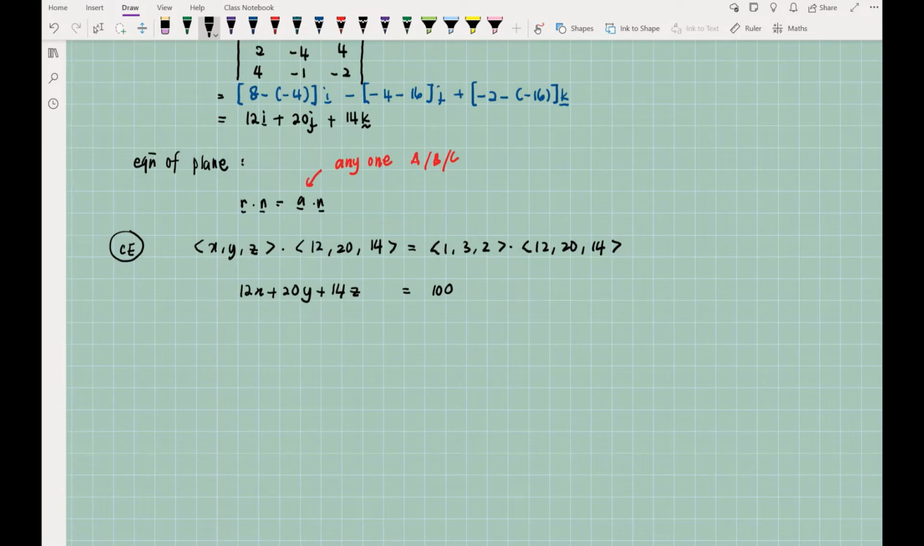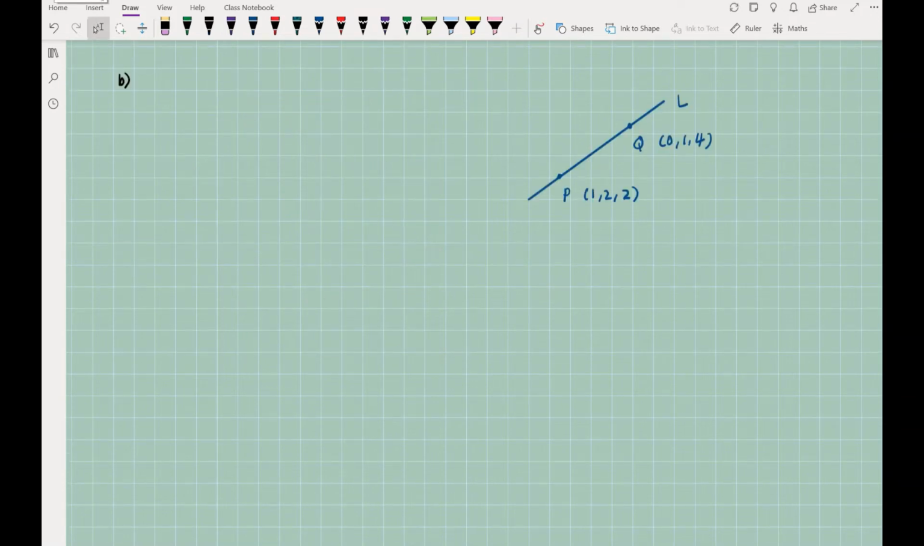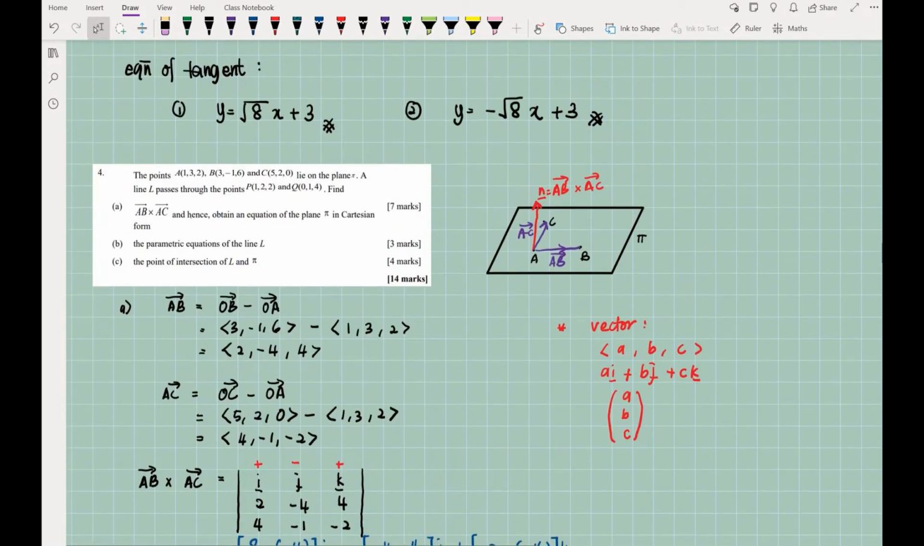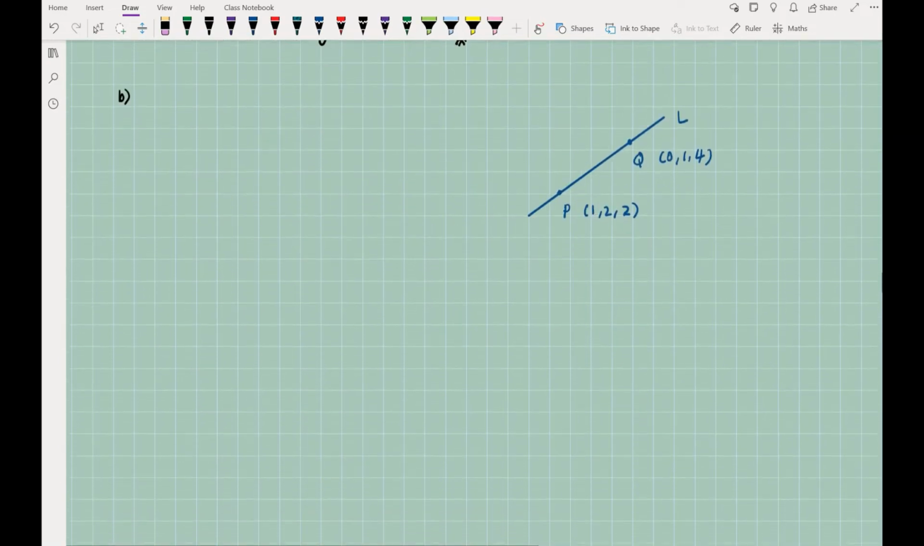So what we are going to do now is just substitute here. So R remains as R, but please remember we need to find the Cartesian equation. So we are going to change that to X, Y, Z, representing R, dot with my 12X, 20Y, 14Z, that is equal to 100. So make sure you do simplify your answer. In this case, we can divide everything by 2. So we will get the final answer as 6X plus 10Y plus 7Z that is equal to 50. So that is the Cartesian equation of your plane.